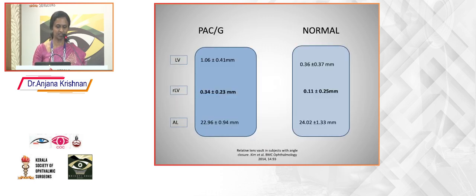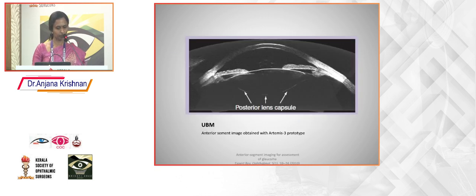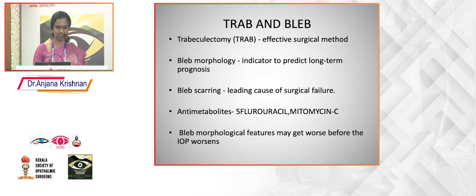This is a study of about 100 subjects, and you can see that both the lens vault and relative lens vault are more in PSC eyes, but relative lens vault is supposed to be more reliable than the lens vault assessment. And as already mentioned, the UBM only gives the detailed evaluation of the lens up to the posterior lens capsule, which is not possible with an ASOCT.